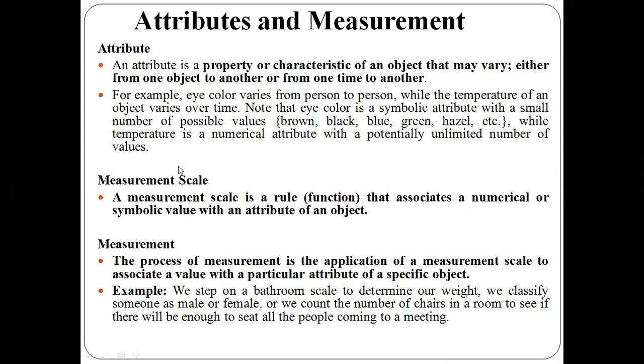So attribute is the characteristic of an object. Measurement scale is a rule or a function that we will be using in order to associate a numerical or any kind of value to the attribute of an object. And then measurement is the process which we will be using here in order to associate the value to the particular attribute of an object. So that is one kind of process here.